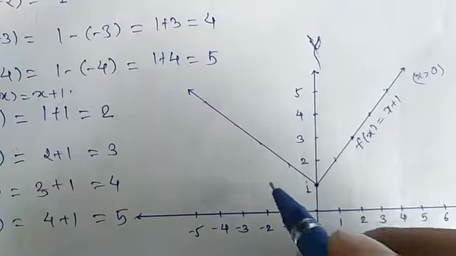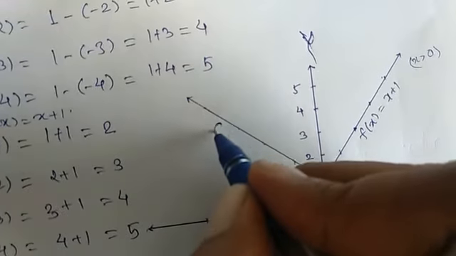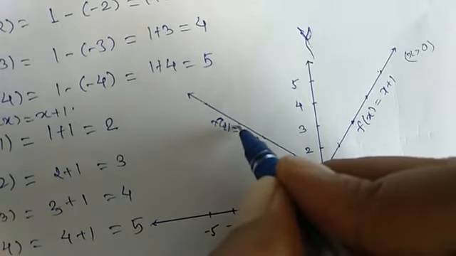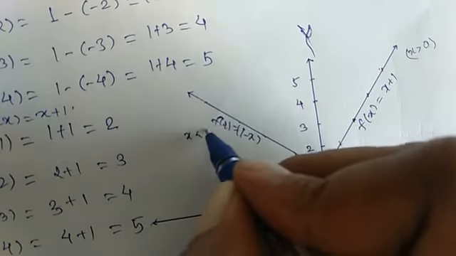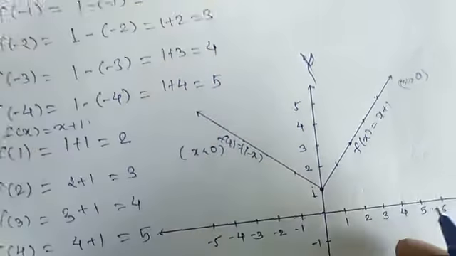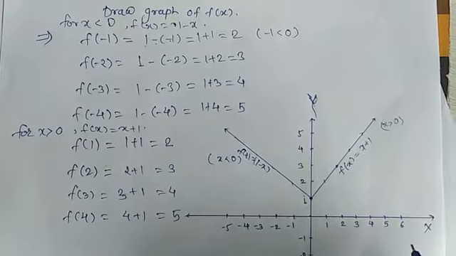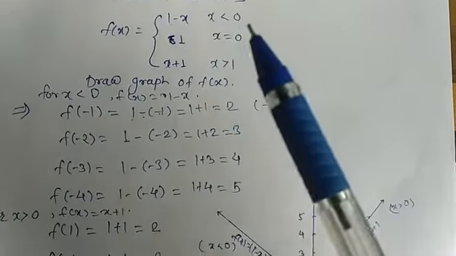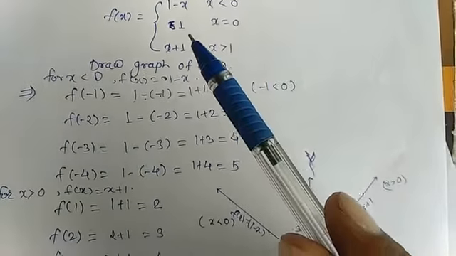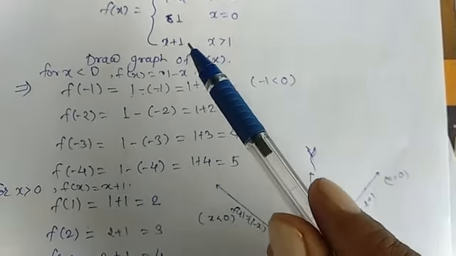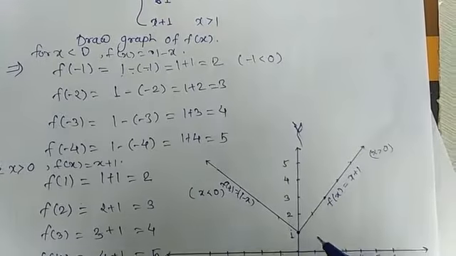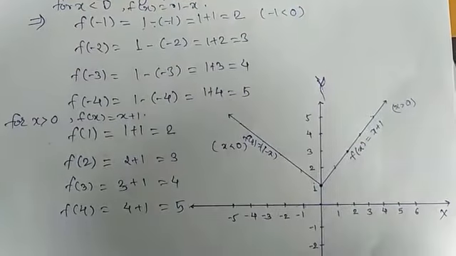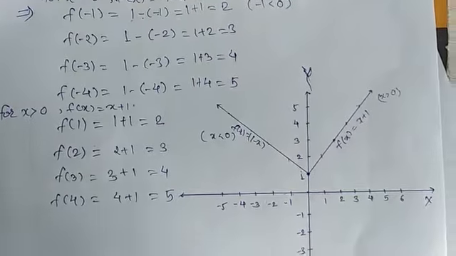And in the second quadrant, it is the function f of x is equal to 1 minus x. Here x is less than 0. So this is the graph of the function f of x is equal to 1 minus x for x less than 0, 1 for x is equal to 0, and x plus 1 for x greater than 0. So in this way we can draw the graph of any function.